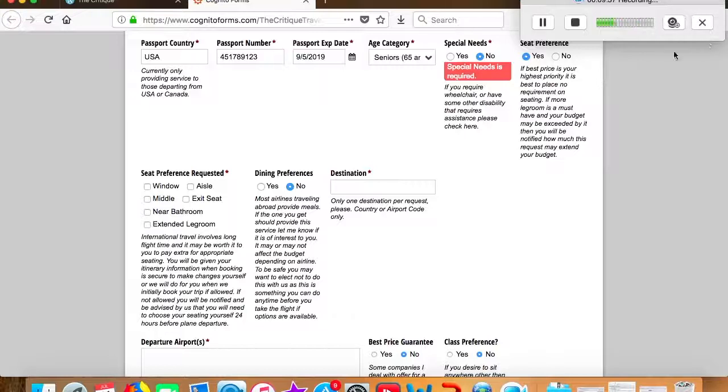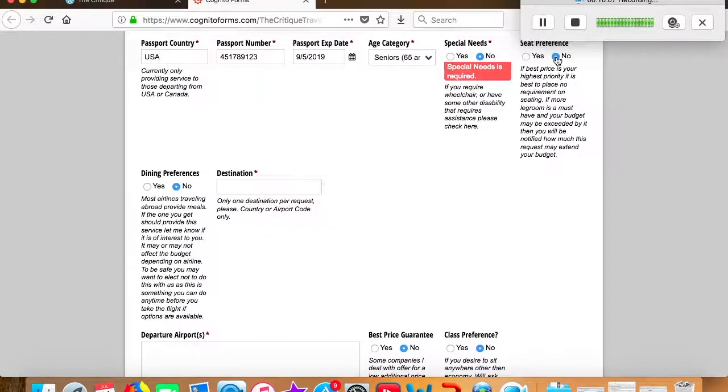If you do not have a seat preference, which I would highly recommend you not, mainly because that's going to affect your budget, but also because you're just going to get a better price if you can just take a standard seat. It's just going to be a better price. So if a seat preference doesn't matter to you, you just want the lowest price you can get, then just click no, and then the option is taken away from you, as you just saw.